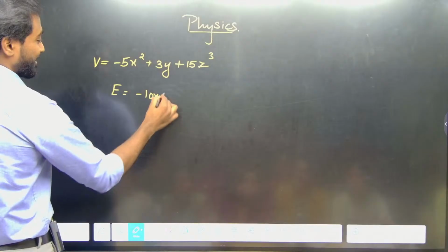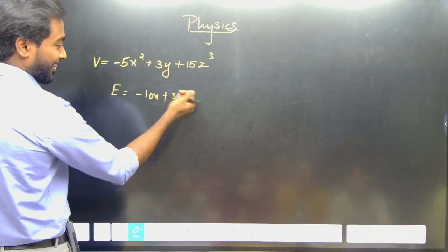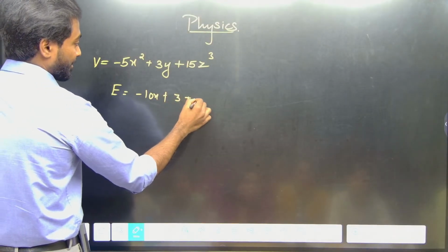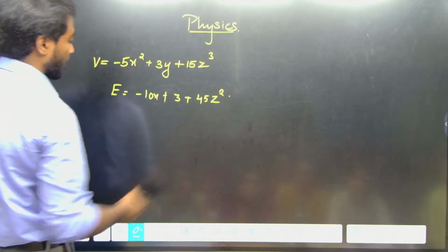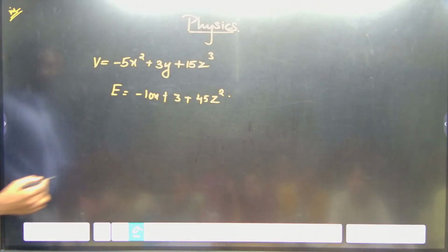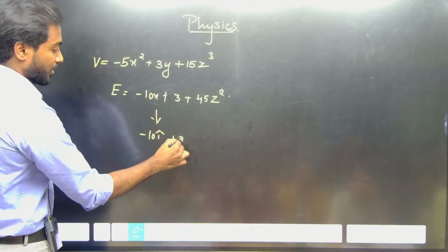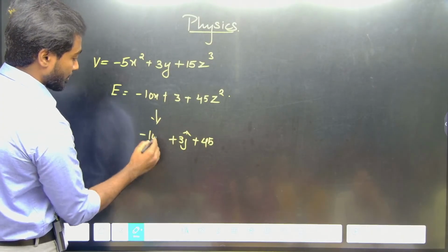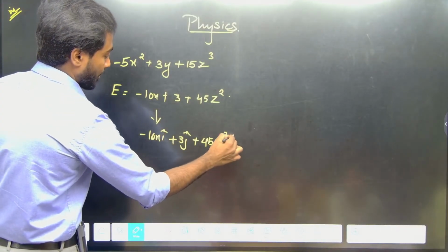10x plus 3y plus 3 plus 45z square. Okay. So can I write this in terms of i, j and k? Minus 10x i cap plus 3 j cap plus 45z square k cap.